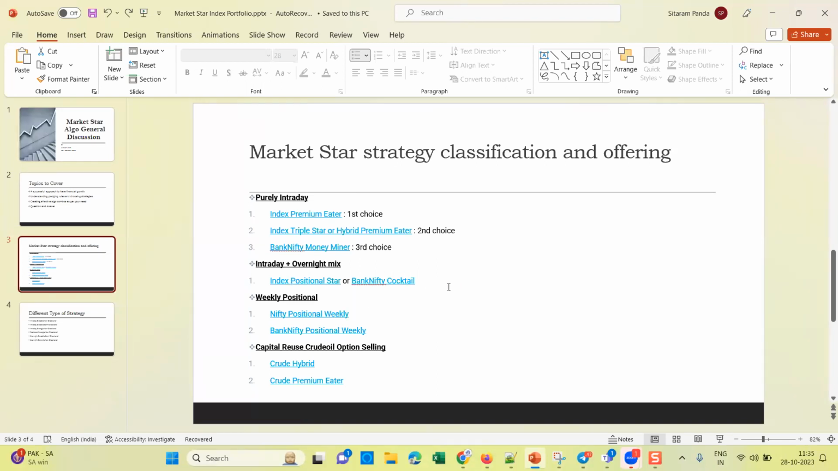Like that you have to choose the strategies. Not everything, you have to choose either or. First choice, second choice, third choice I have also defined. So you have to choose according to your risk appetite.